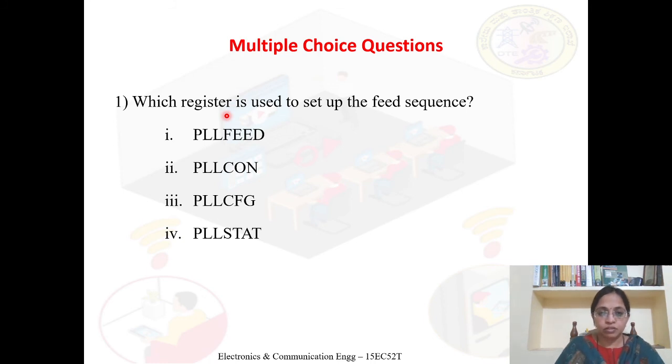Now, based on whatever we have learned in today's session, let us answer some multiple choice questions. The first question is, which register is used to set up the feed sequence? The options are PLL feed register, PLL control register, PLL configuration register, and PLL status register. Which is the correct answer? Yes, the correct answer is the first one. We will be writing the feed sequence into the PLL feed register.